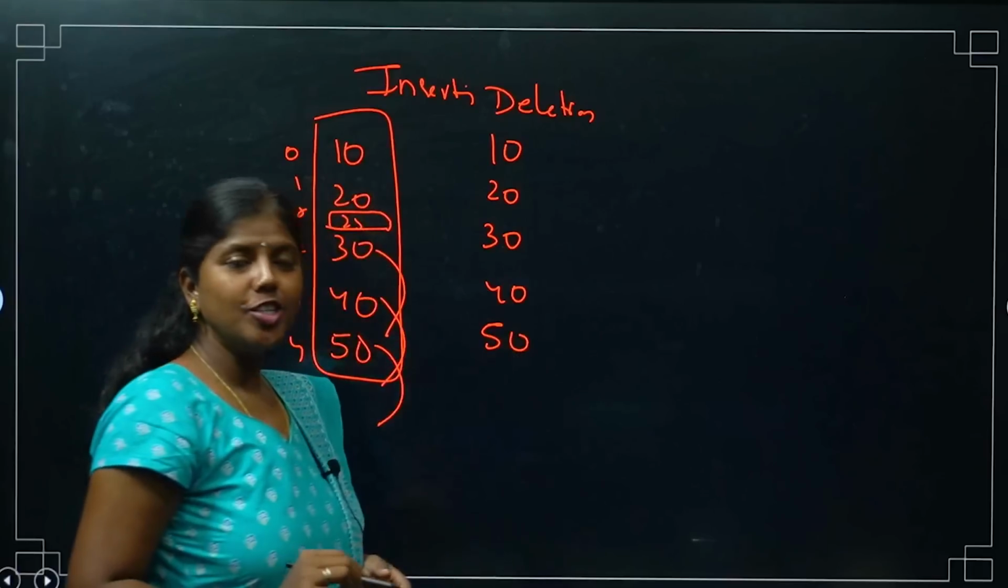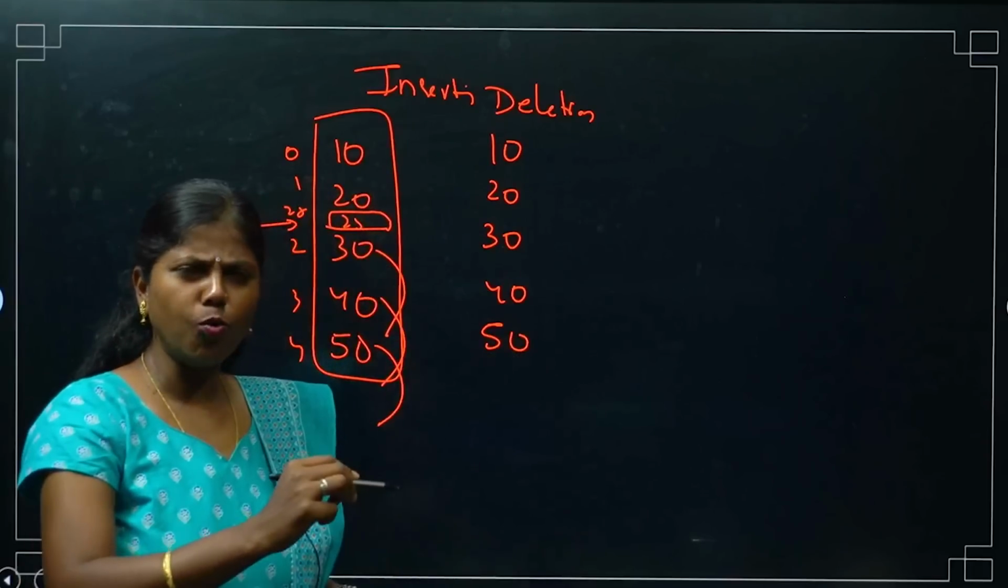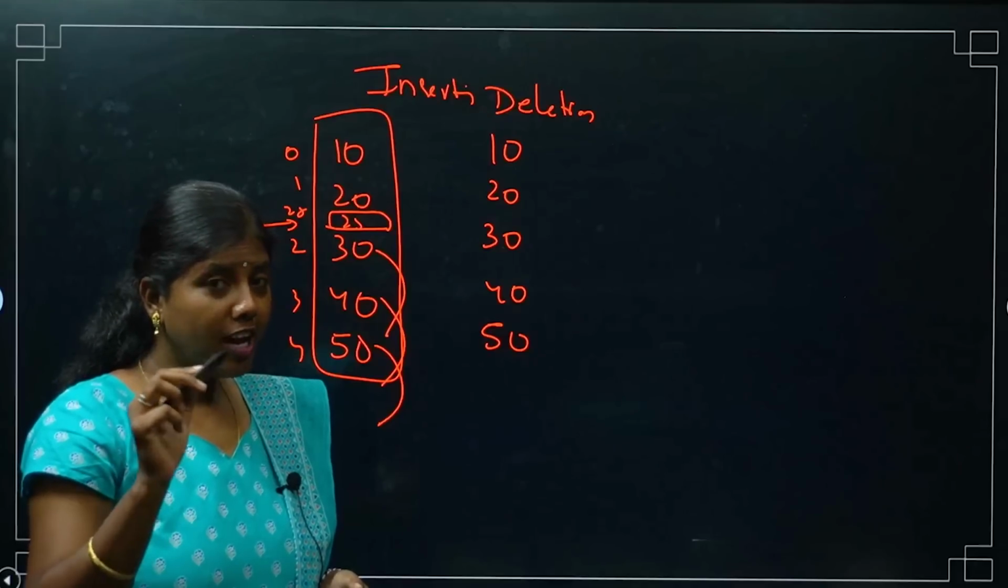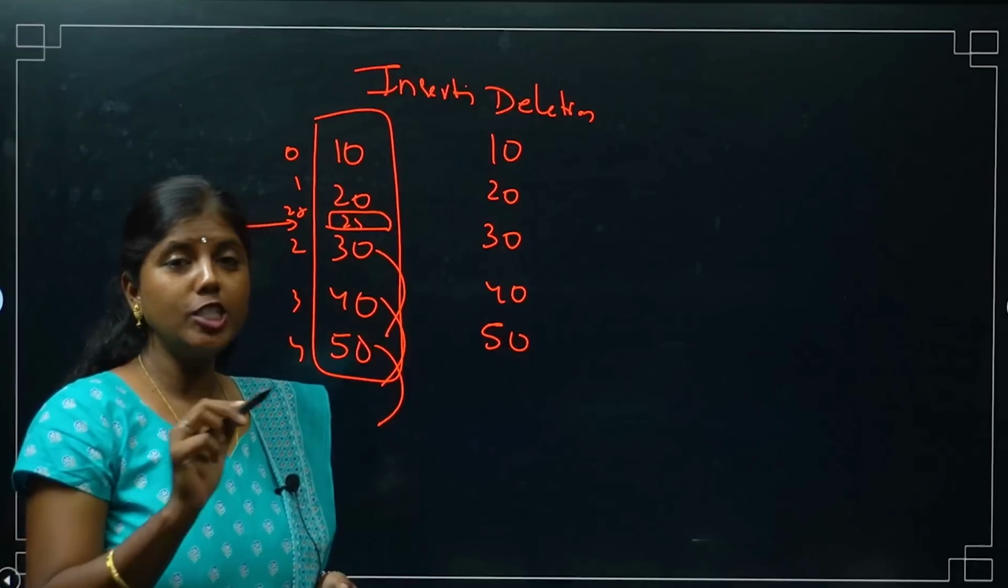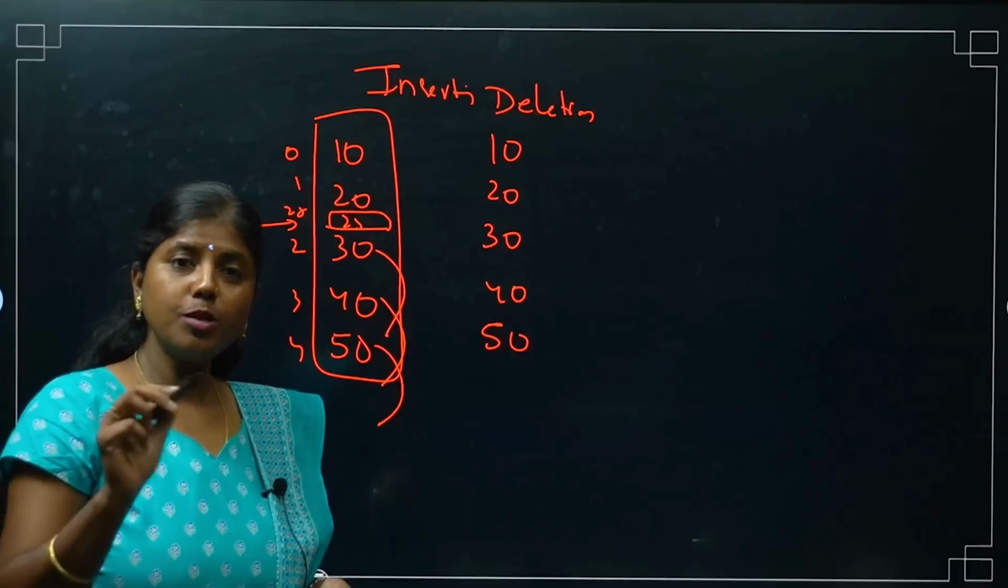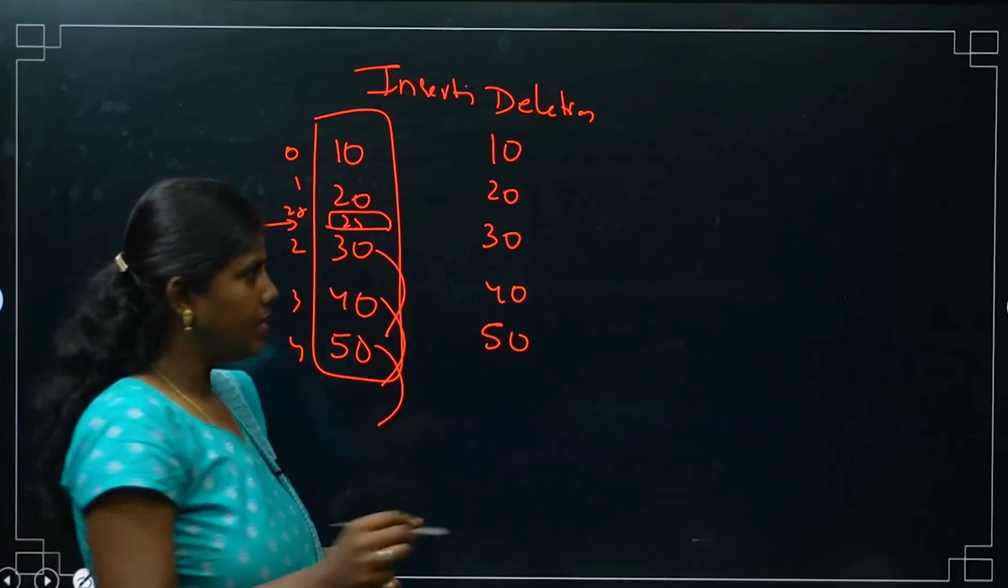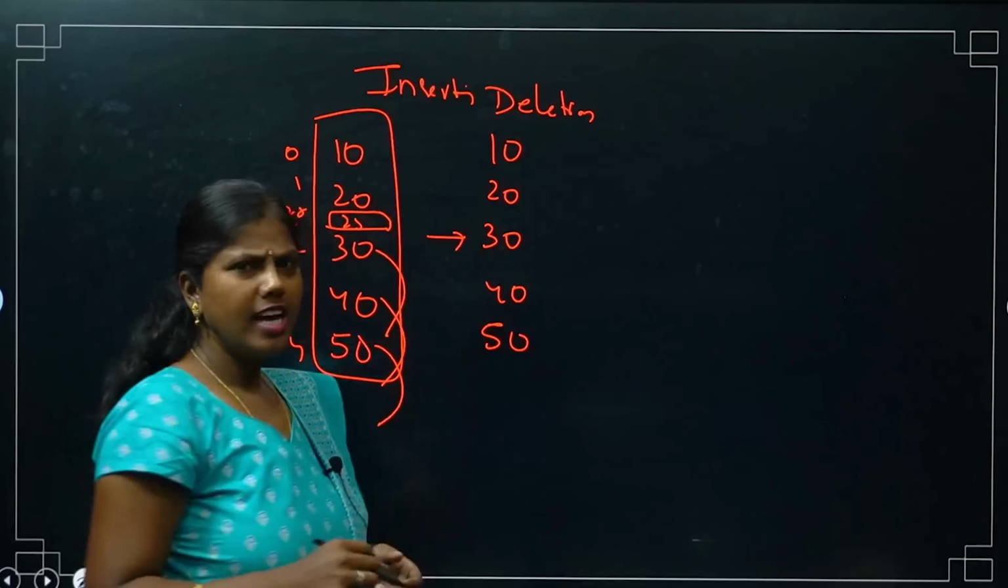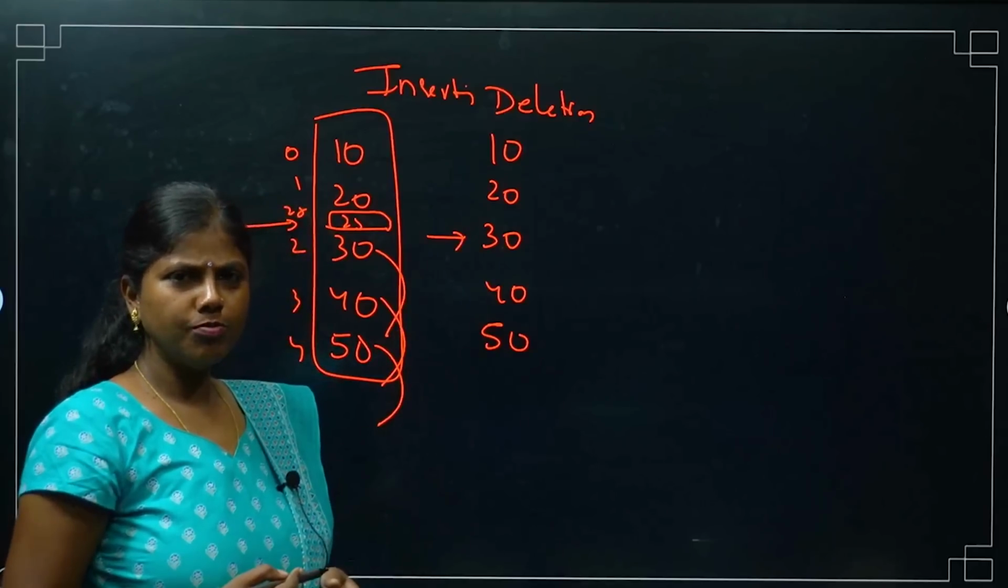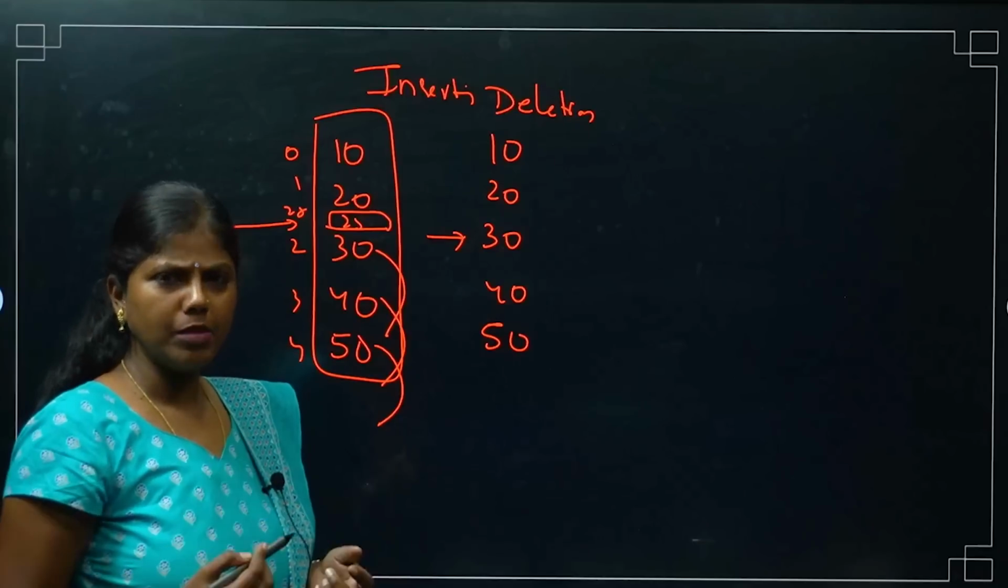In case of deletion, very simple, just directly go. We will not ask the user to enter the element to be deleted. We'll ask the user to enter the position and then we delete the element. Let's consider that I'm going to delete this. Directly go to that position and delete. Just take out that element.